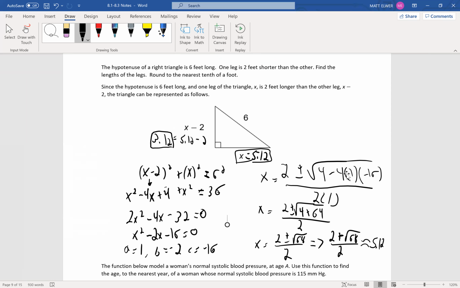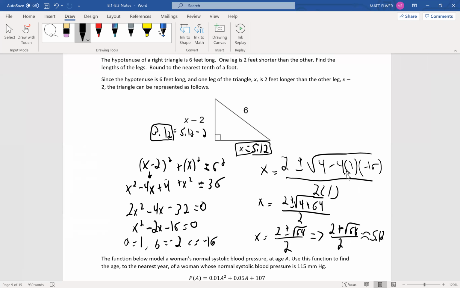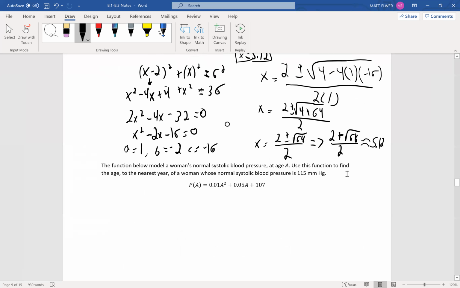Okay. All right, so we'll do another example here. This one says the function below models a woman's normal systolic blood pressure at age A. It says use this function to find the age, to the nearest year, of a woman whose normal systolic blood pressure is 115 millimeters of Hg. I know that's an element. I forget what it is. I think it's mercury, right.